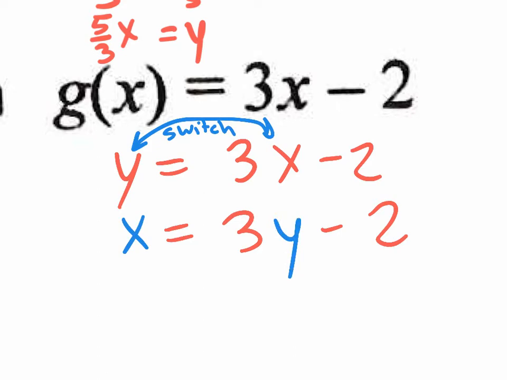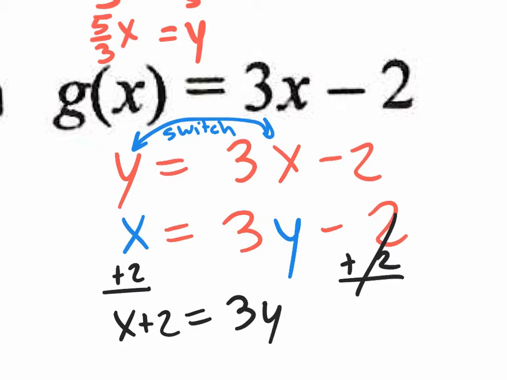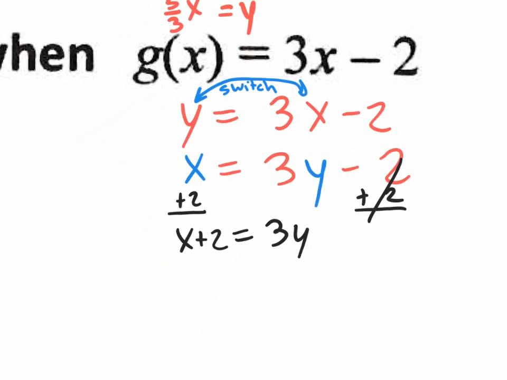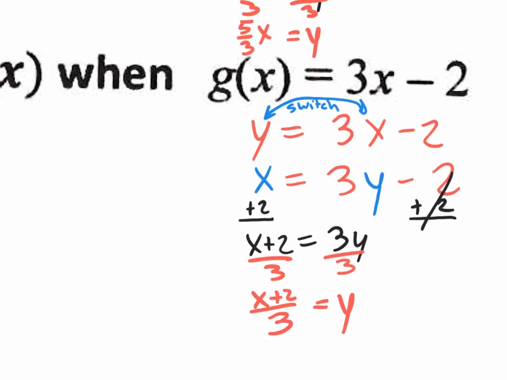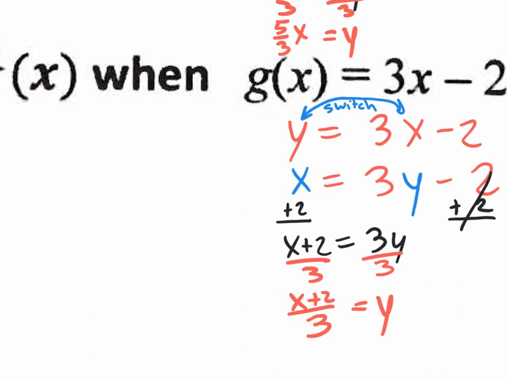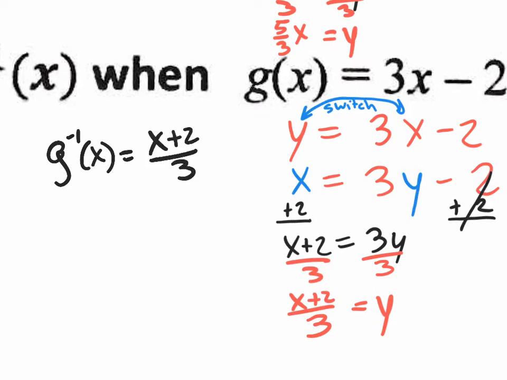And after you switch it, what do you do? Yeah, you solve for y by getting rid of that minus 2. So let's do that. Plus 2 here, plus 2 over here. Rewrite it. X plus 2 equals 3y. So what's my final step going to be to get y by itself? Divide by 3, divide by 3. Y equals x plus 2 over 3. There's my inverse function of g of x. So using the appropriate notation, you would say the inverse of g of x equals that answer, x plus 2 over 3.